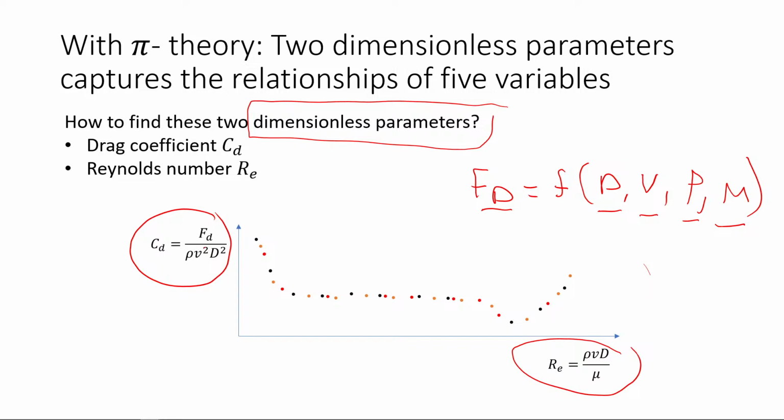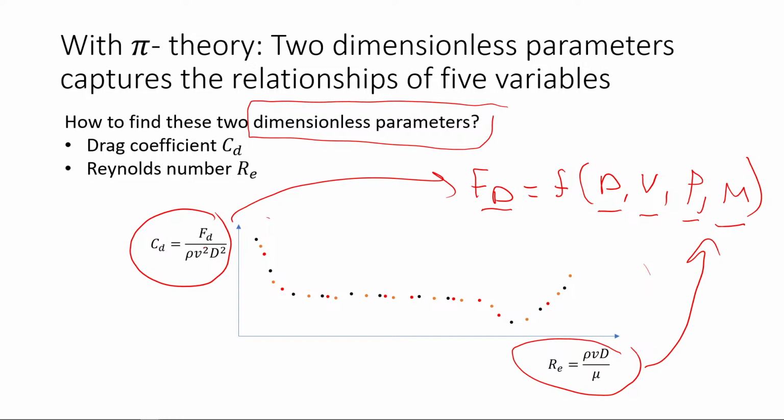How did he do this? How did he find these? How did he know that this dimensionless parameter is like this, and this dimensionless parameter is like this, and that these can represent this relationship? Well, he knew this because he studied dimensional analysis and he studied the pi theorem.